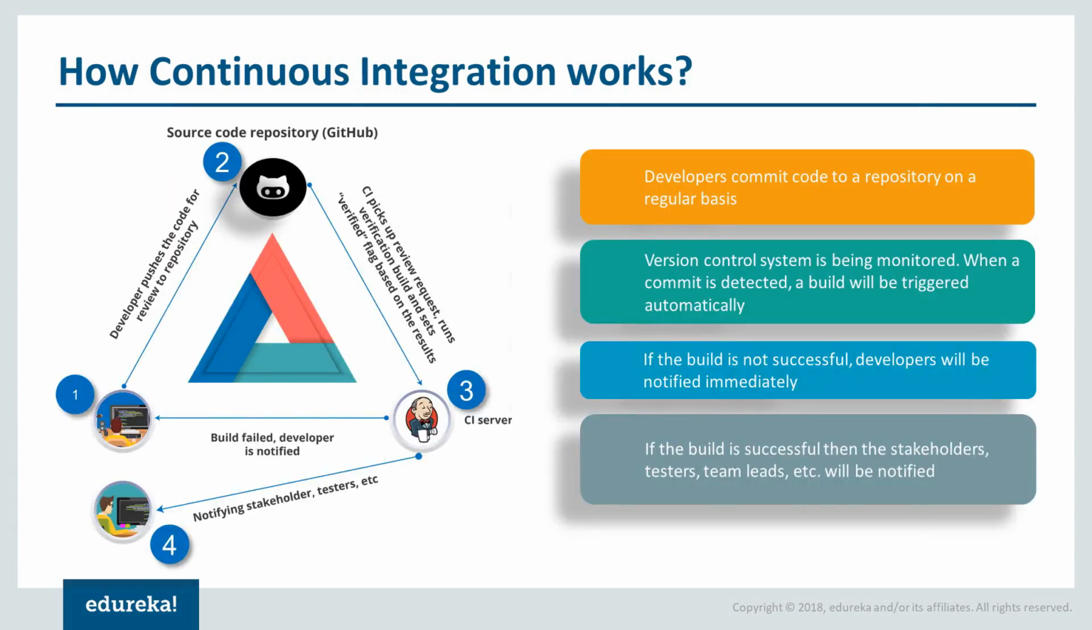So how continuous integration works, again, this is the cycle which we have seen in one of the earlier graphs. It starts with a developer writing code on their laptops. And once they have written their code, they push their changes to a centralized repository, in this case GitHub, what we have here. So the developer pushes the code for review to the repository, and they commit code to a repository on a very regular basis as per the CI principle. And then this version control tool is being monitored. So when a commit is detected, a build will be triggered automatically.